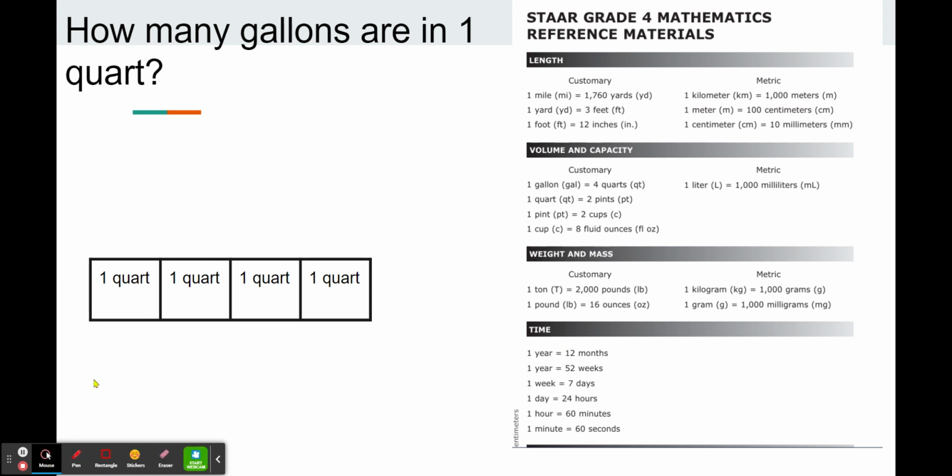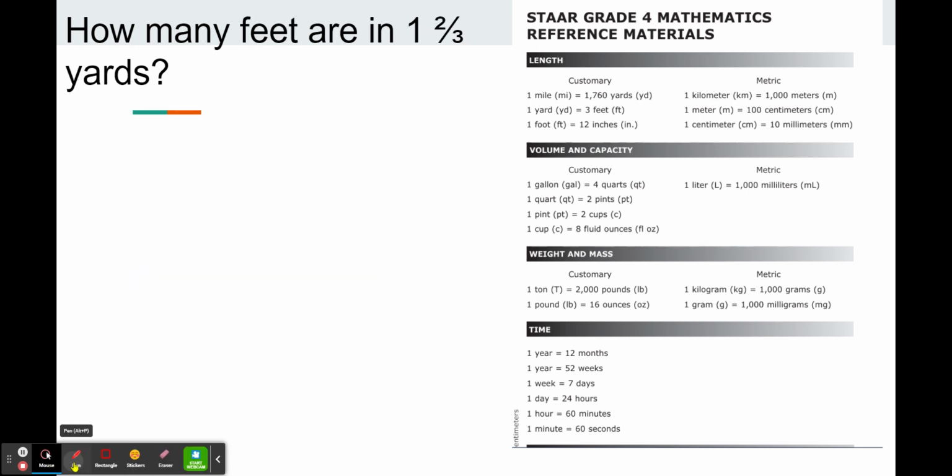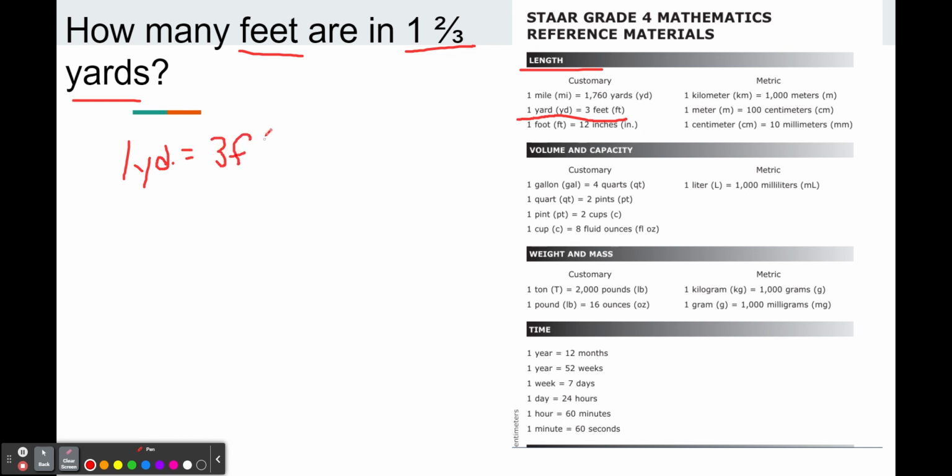All right, now how about we go ahead and try and do this? How many feet are in 1 2/3 of a yard? So first let's figure out how many feet are in 1 yard. So let's look at length, because feet and yards have to do with length. So I know that 1 yard is equal to 3 feet. So I'm gonna put that right here. 1 yard is equal to 3 feet.